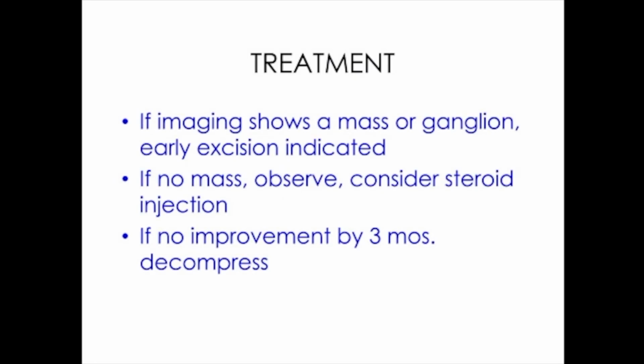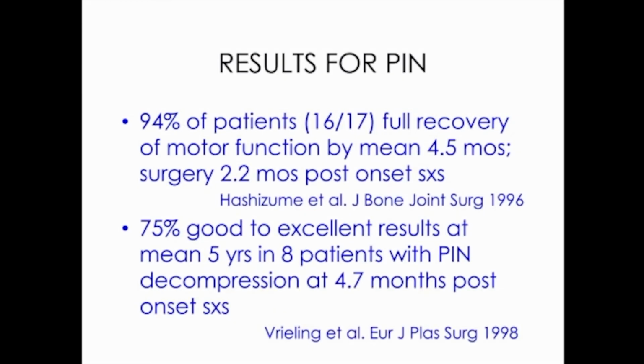If imaging shows a mass or a ganglion, early decompression and excision of the mass is indicated. If there is no mass, you want to observe the symptoms, perhaps consider steroid injection, because some of these do resolve. If there is no improvement by 3 months, you generally start thinking about decompression. Some authors talk about 3 months, some 6 months, but certainly by 6 months you'd want to consider decompression. The approach for decompression is as described for radial tunnel syndrome, the same surgical approaches.